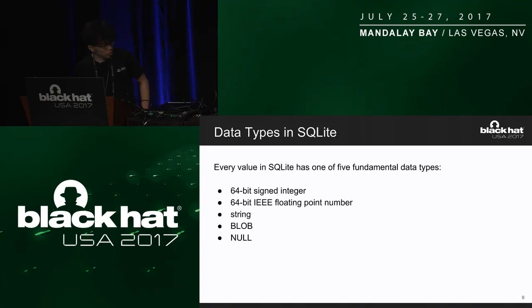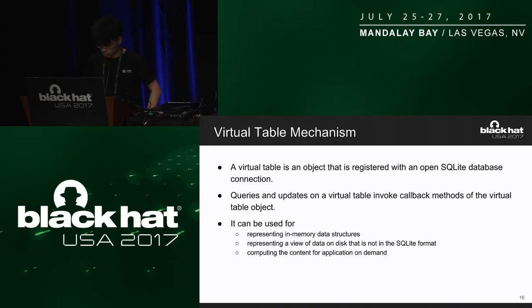Every value in SQLite has one of the 5 fundamental data types. They are integers, floating point number, string, blob, and null. They are very simple. And there's also a virtual table mechanism in SQLite. A virtual table is an object that is registered with any open SQLite database connection.